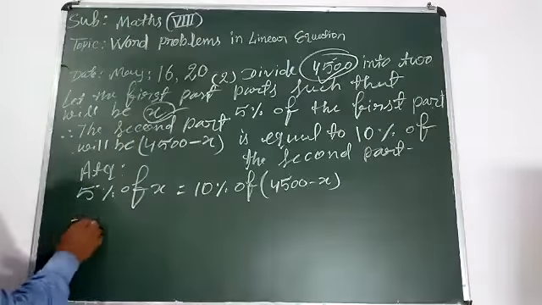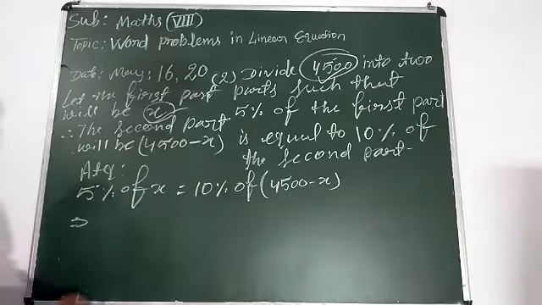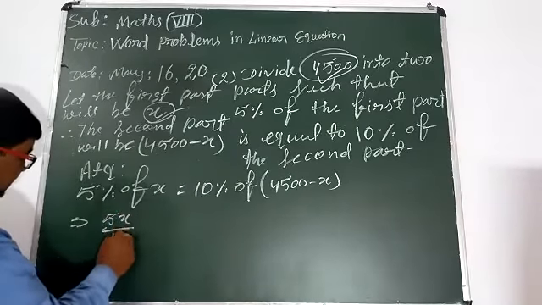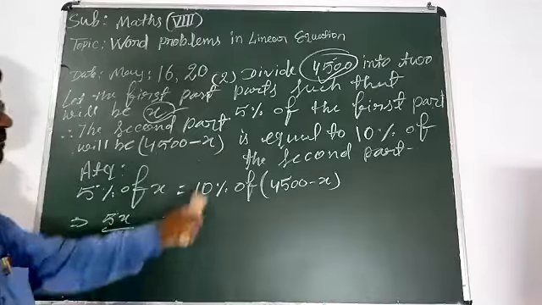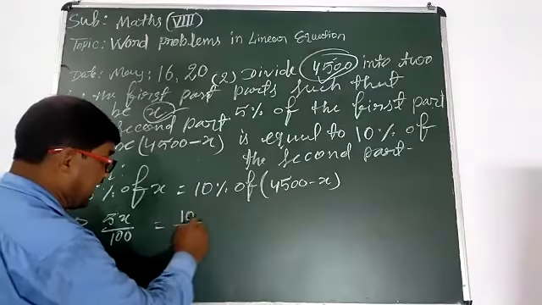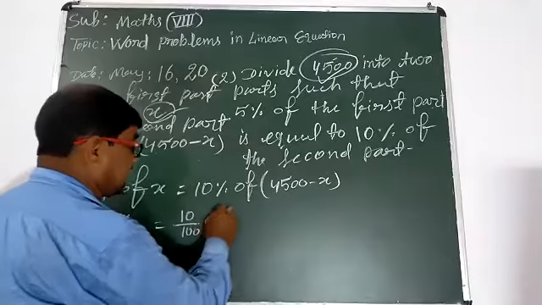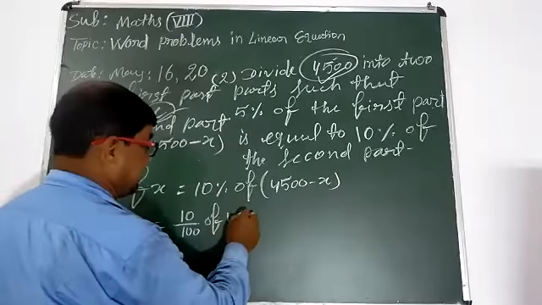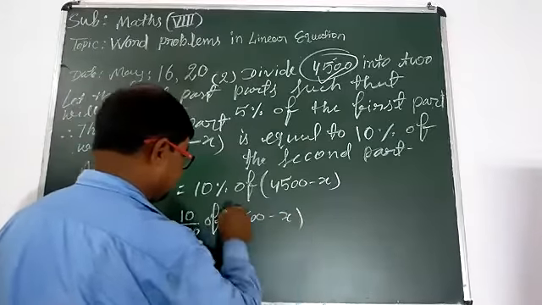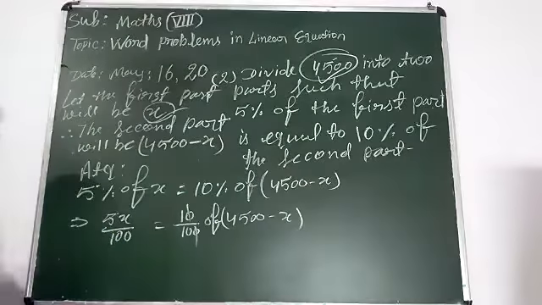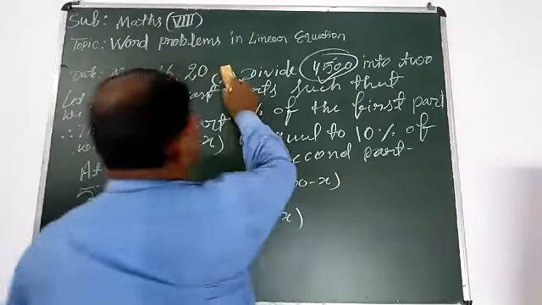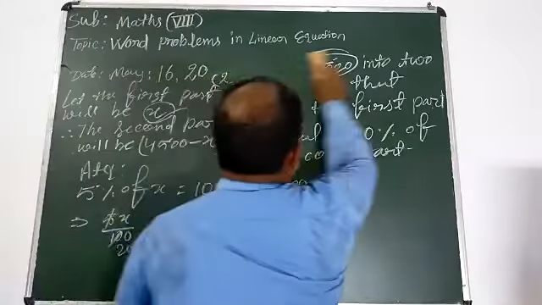Understood? Now simplify it. 5% of x, what is its meaning? 5x upon 100, equal to 10% of 4,500 minus x. What is its meaning? 10 upon 100 of 4,500 minus x. Okay, this is the multiplication. 10 and 10 cancel. Now 5 ones are 5, 5 twos are 10. So x upon 20 here. Now you should start from here.